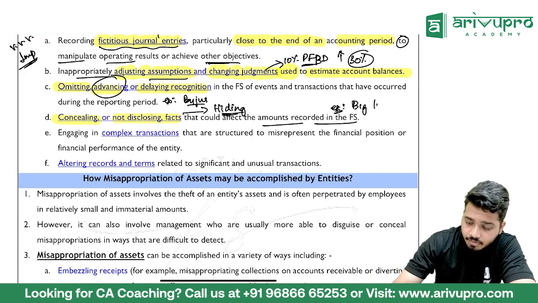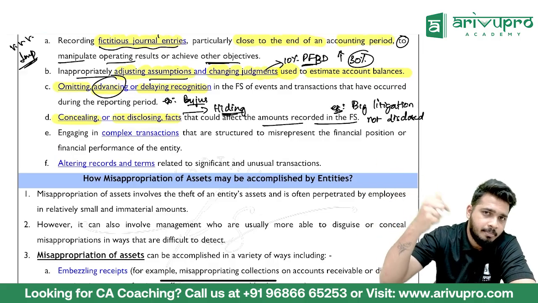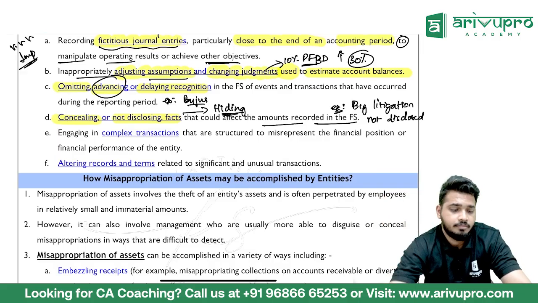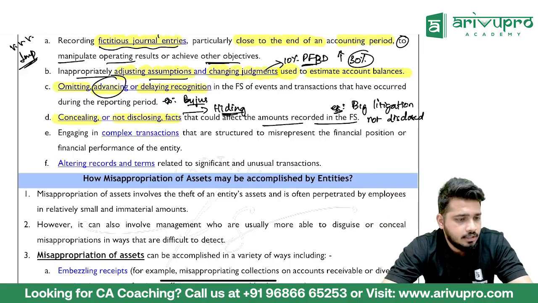A big litigation, not disclosed. Now, if this litigation becomes favorable for the opposite party, this company has to pay compensation, and the compensation will be very big. Is that clear?